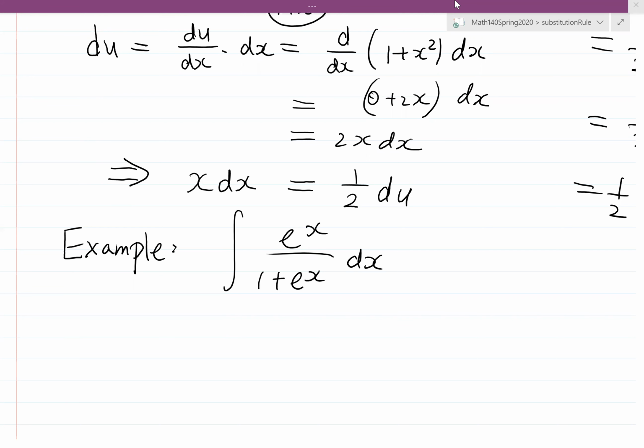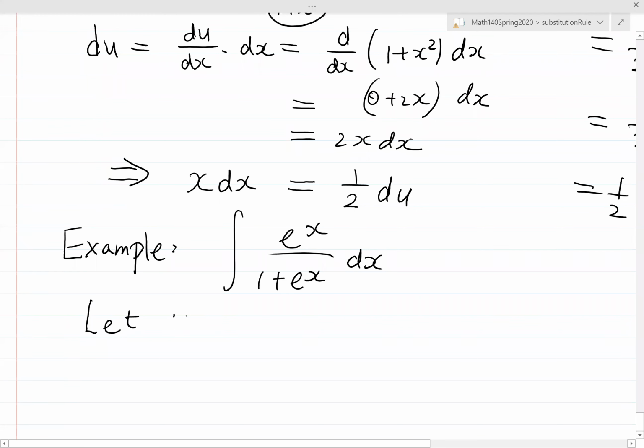This is a fraction. If we have a fraction, then we either substitute the denominator, the numerator, or a factor of that thing. Here we substitute the more complicated one, the denominator. So we let u be 1 plus e to the x. Then what is du?